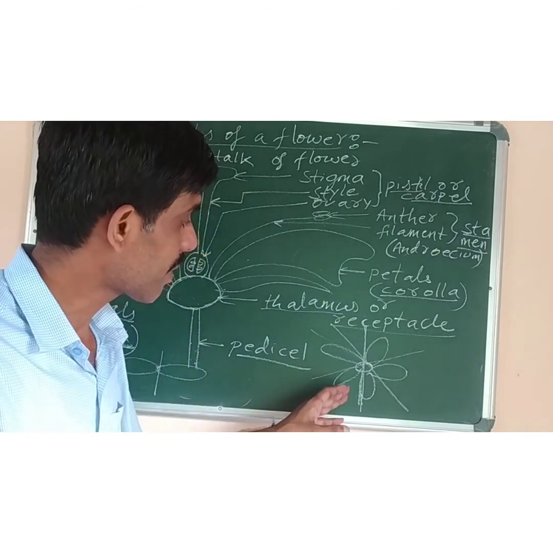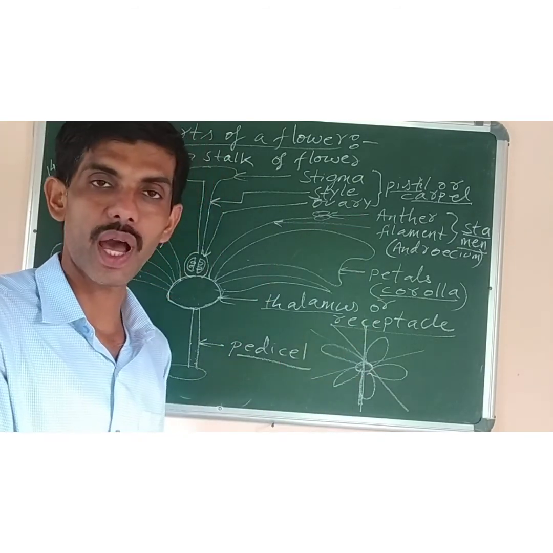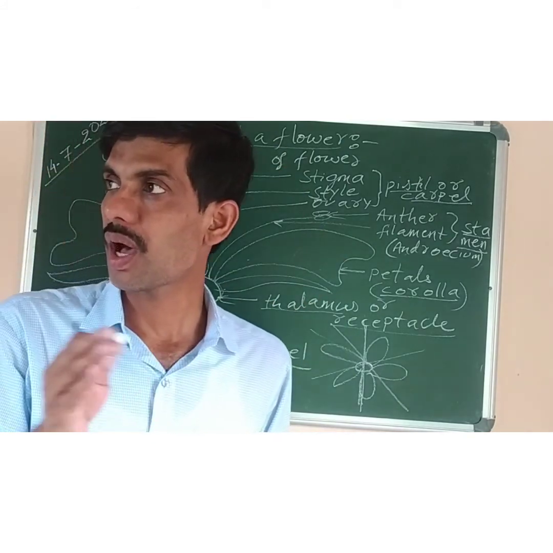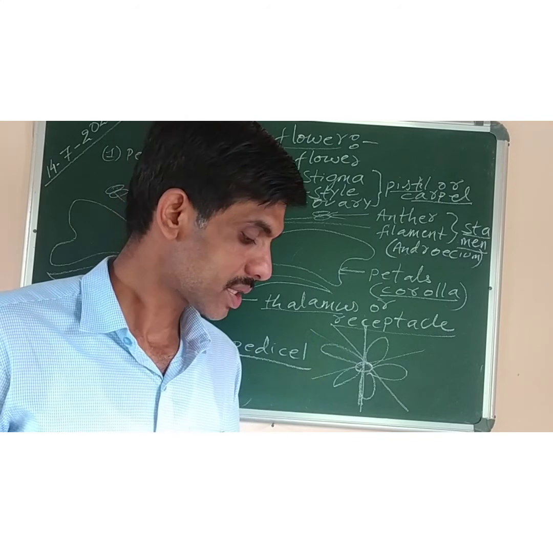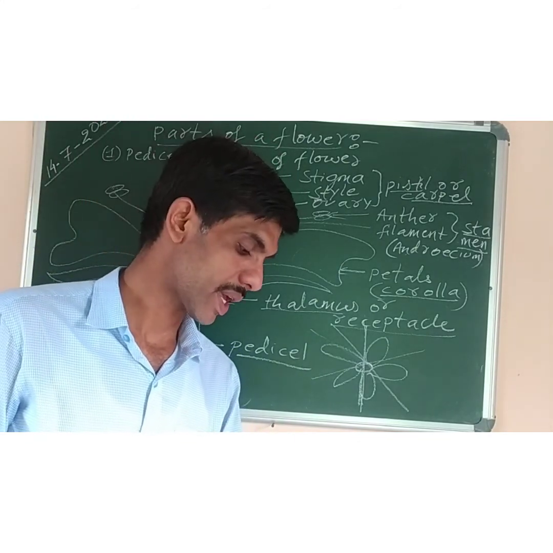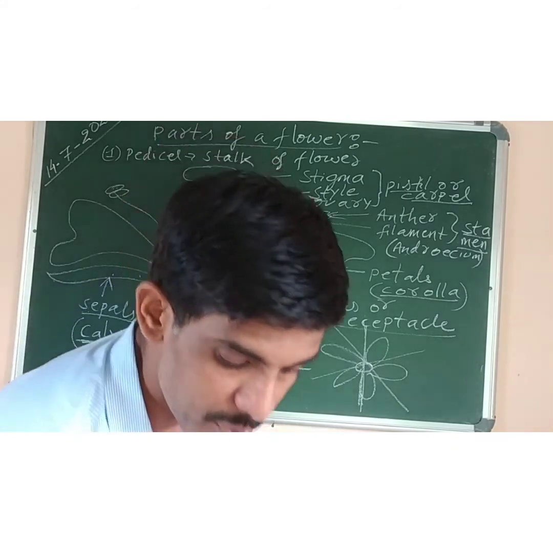Then comes asymmetric flowers. Asymmetric means the flowers you cannot divide into two equal halves. By cutting through any plane, both the halves will never become equal. Such flowers are called asymmetrical flowers. Example, canna. Okay. So today up to here only.